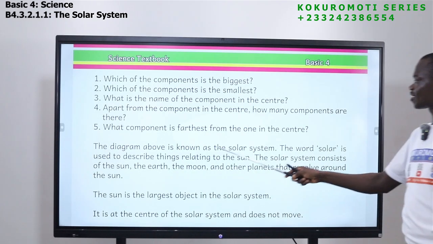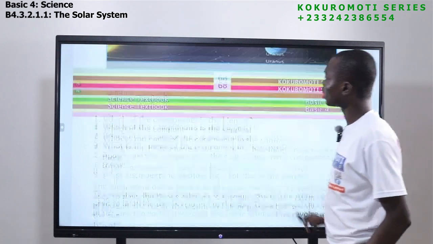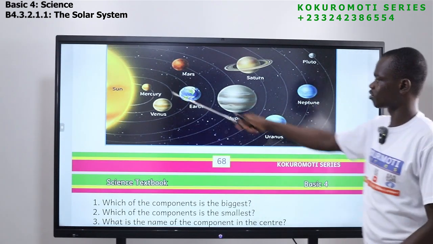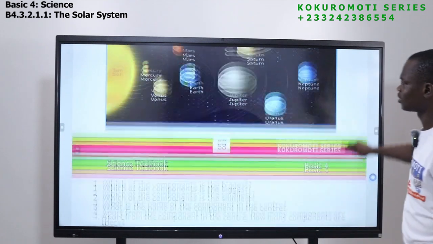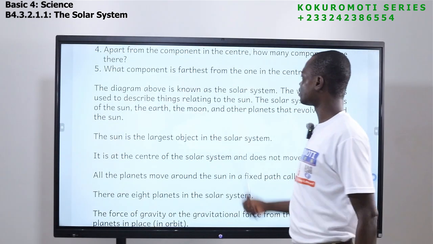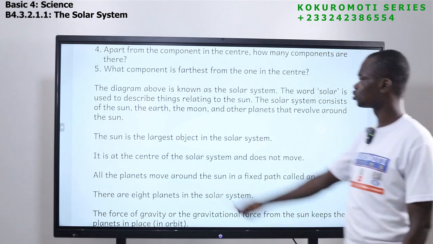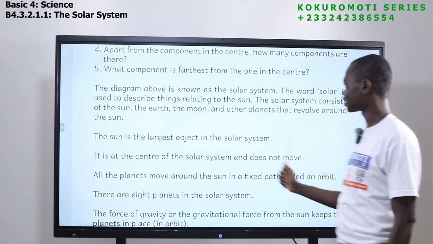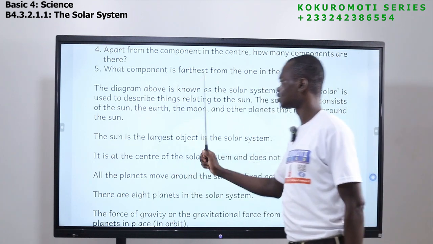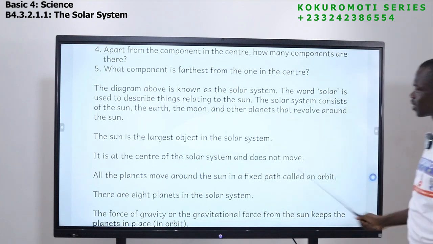What component is farthest from the one in the center? So among all the parts here, which one is the farthest from the one in the center, which is the sun? We will get to know it, don't worry. Now, the diagram above is known as the solar system. The word solar is used to describe things relating to the sun. So the solar system consists of the sun, the earth, the moon, and other planets that revolve around the sun.